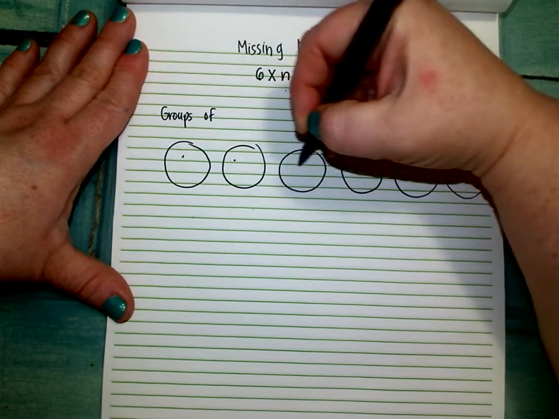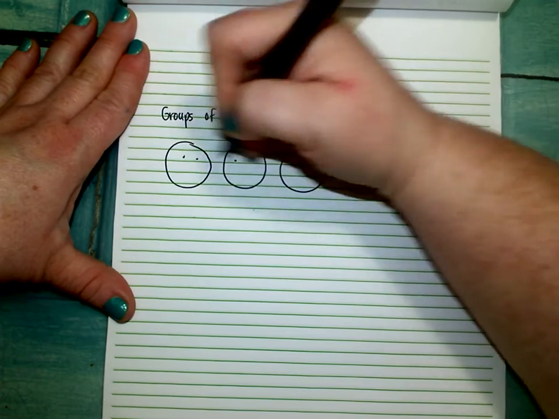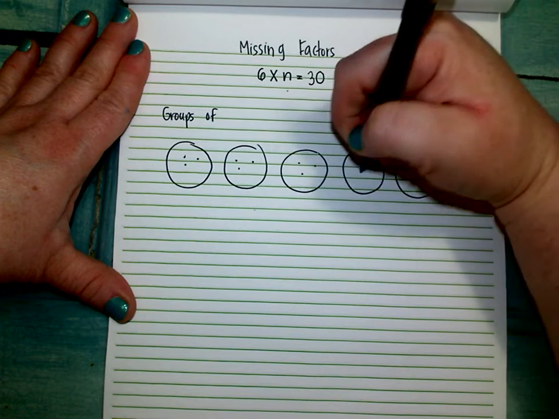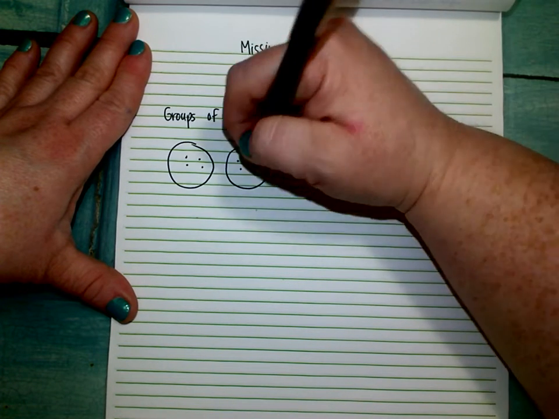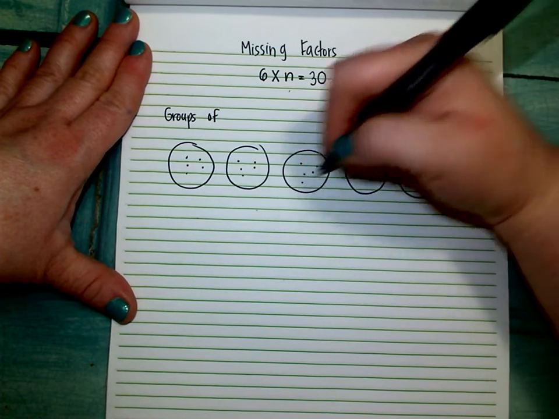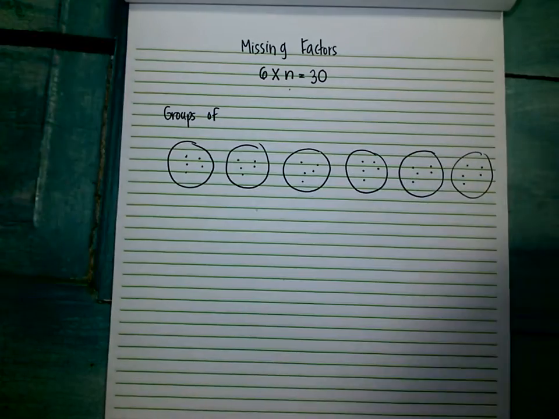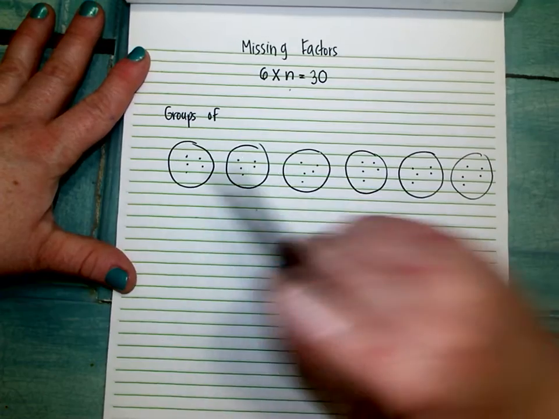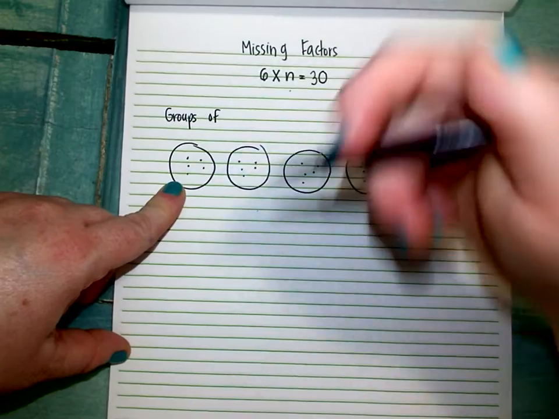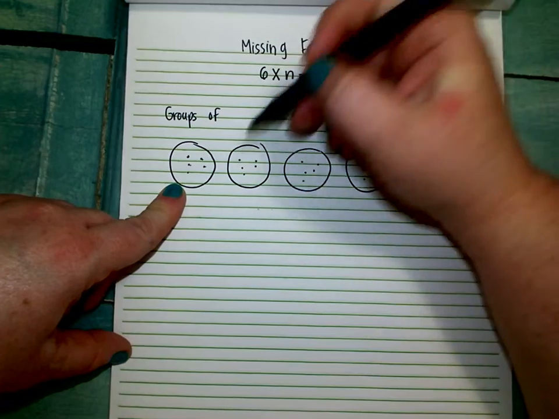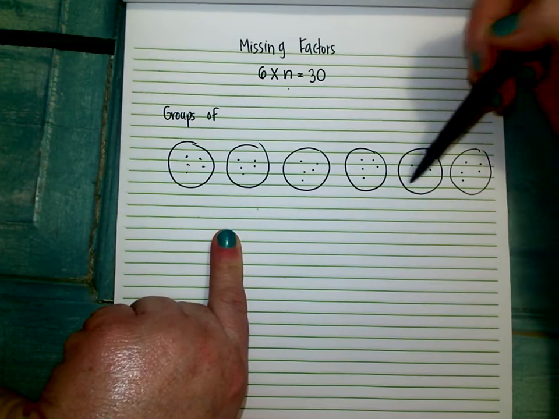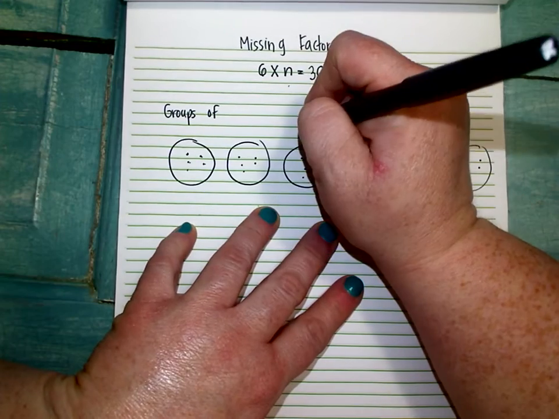So 1, 2, 3, 4, 5, 6, 7, 8, 9, 10, and so on, up to 30. Boom. Now, I've done 6 groups, and I've done 30 in those groups. So now I'm just going to see how many dots are in a group. So I've got 1, 2, 3, 4, 5. Let me make sure there are 5 in every one. 1, 2, 3, 4, 5 in each group. So my answer has to be 5.